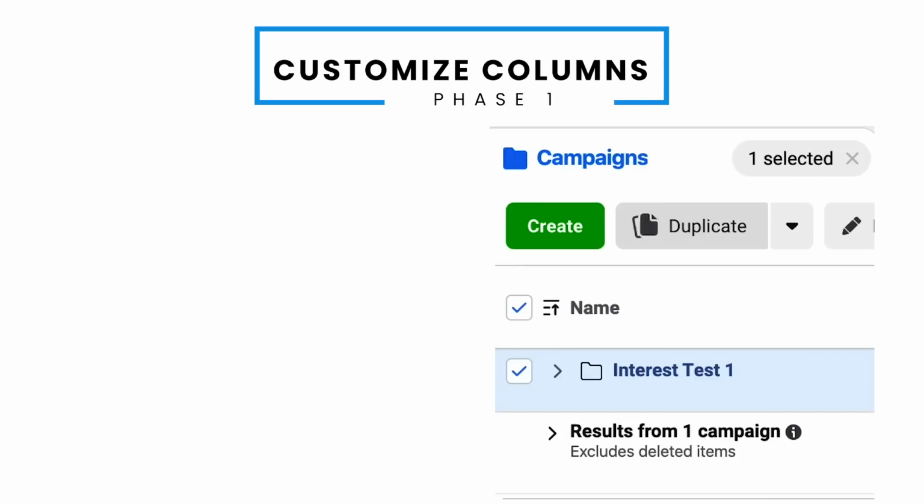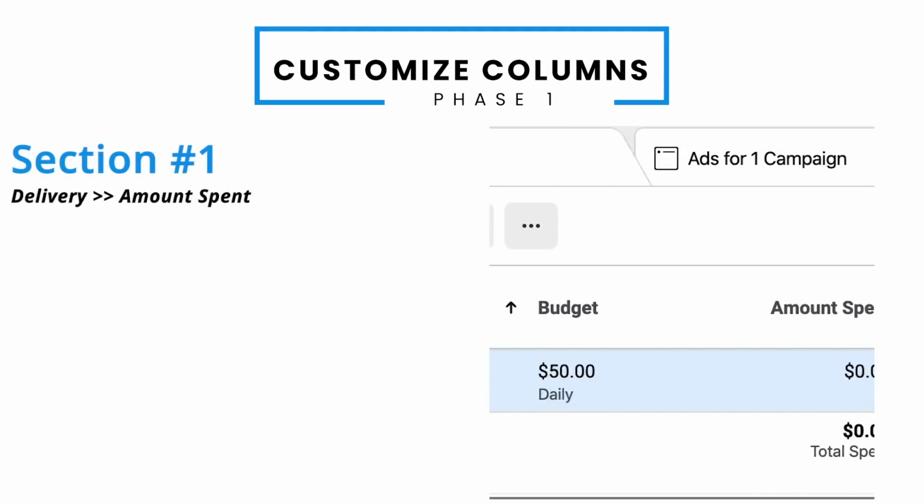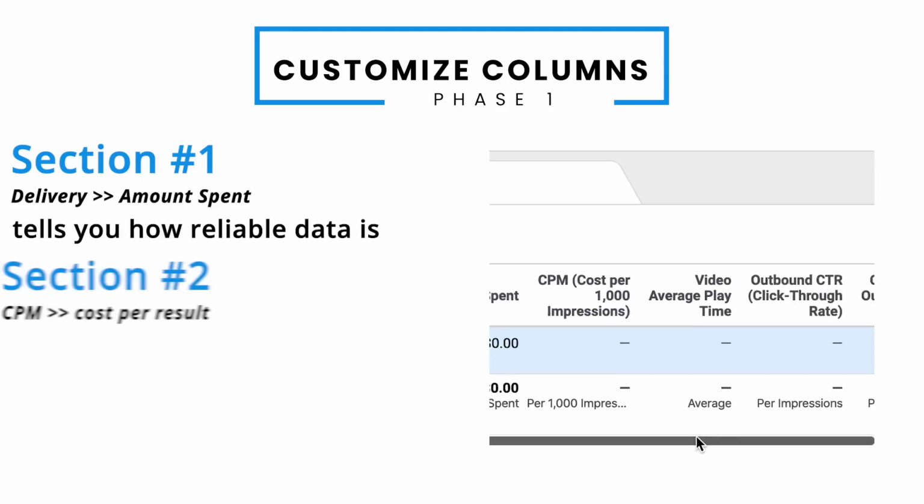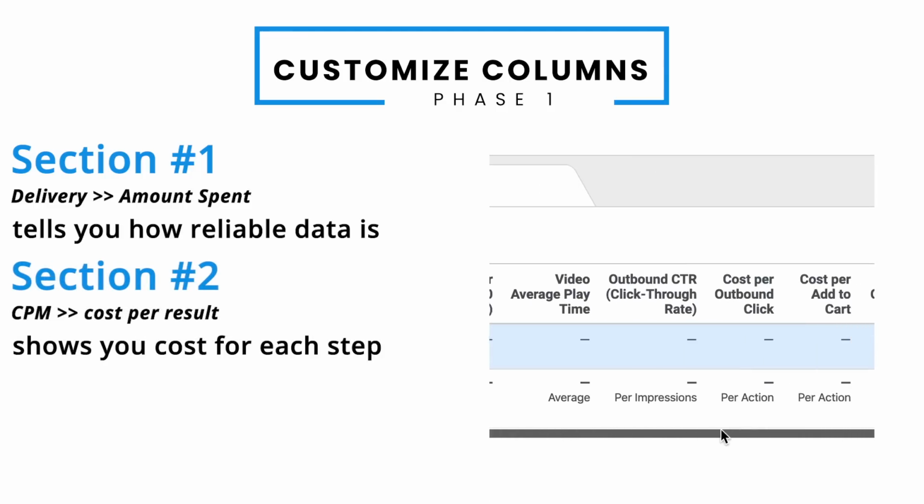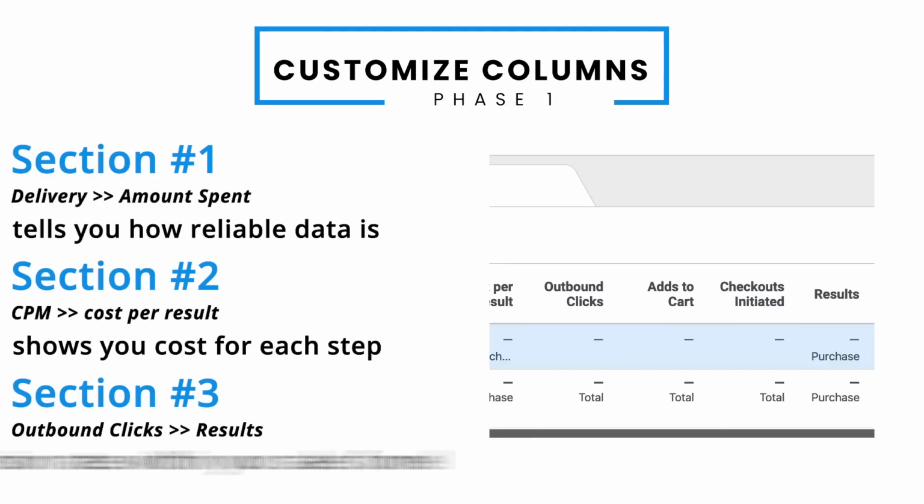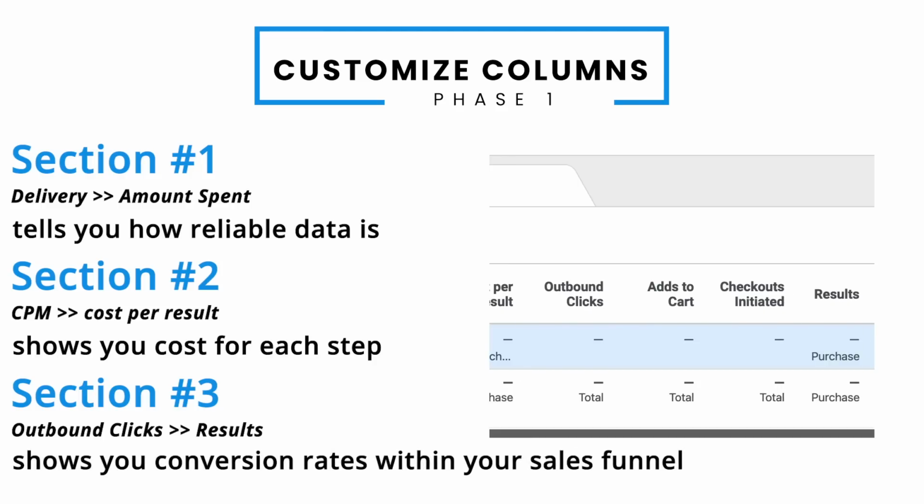Now let's talk about why your columns should be organized in this order. You can think of these columns as being divided into 3 sections. The first section gives you basic information about the ad and how reliable the data is. The more that an ad spends, the more that you can trust its data. The second section lays out the amount you are paying for each step of the sales funnel in order. The third section lets you easily see how effective each step of your sales funnel is by showing you the conversion rate between each step.